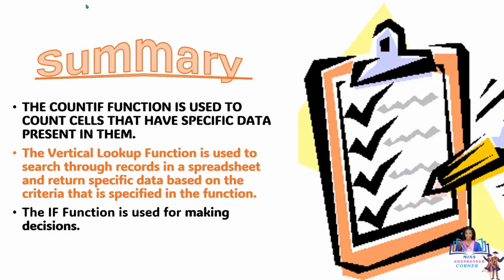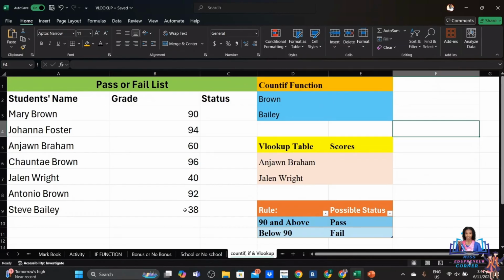So if we have a long list with students' names and grades, and we don't want to manually search the list to find a particular student, we can use the VLOOKUP function to present the student's grade for us. And then the IF function is used for making decisions. So you have the condition and you want to know whether somebody passes or fails. You put in the condition and then it will make the decision for you. So enough said, let's now get into our demonstration.